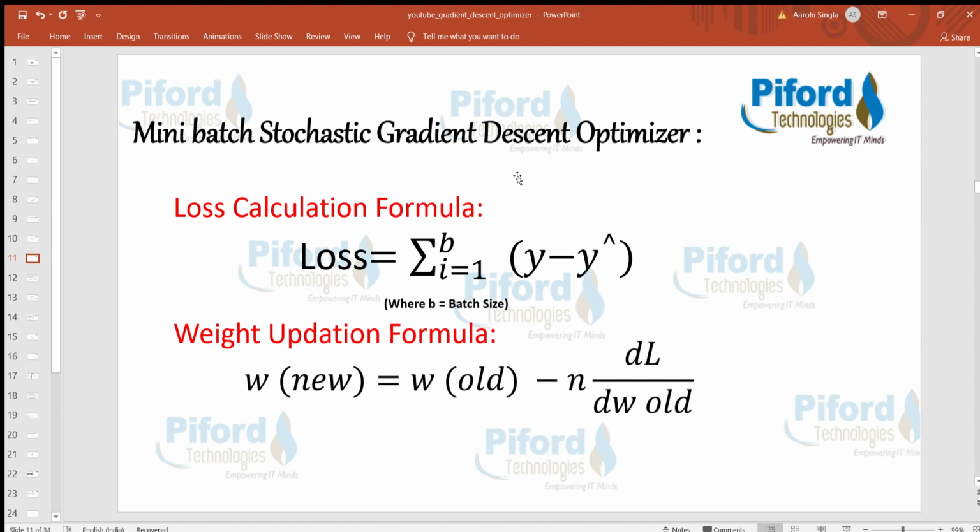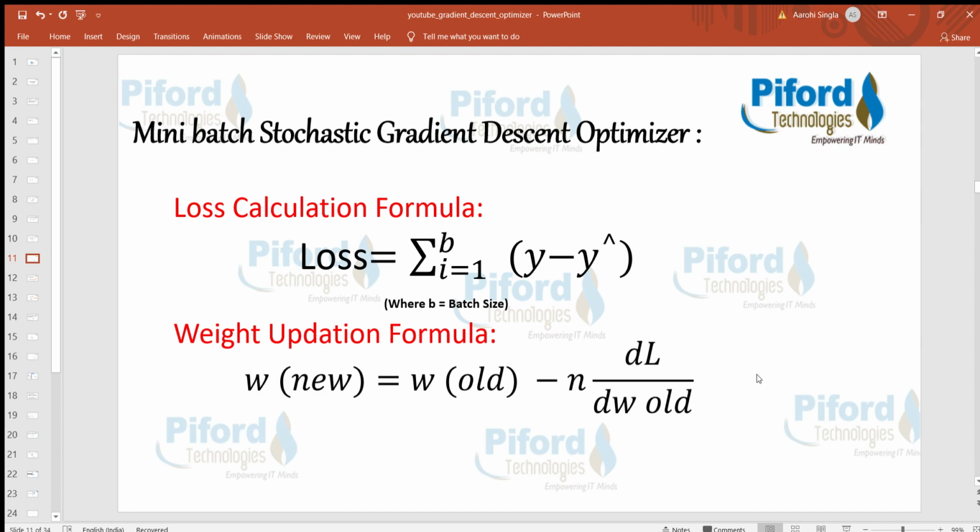So the solution over here is that we can divide our data into small batches, pass those batches one by one, and calculate the loss on the basis of that. So this is what I'm doing over here: i equals 1 goes up to the batch size. If your batch size is 100, i will go from 1 to 100, and on the basis of those 100 values it will calculate the loss. So once the loss gets calculated, the weight updation formula is the same.